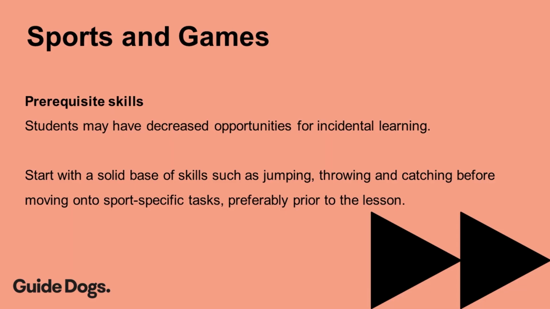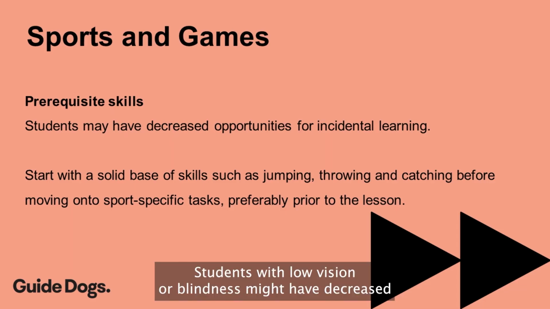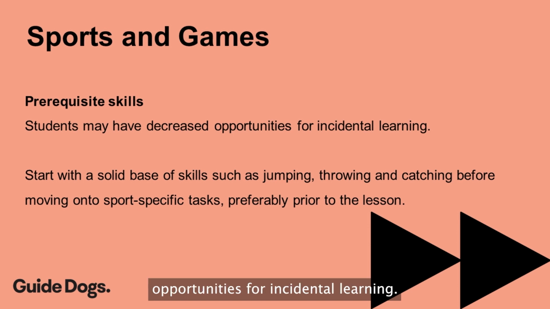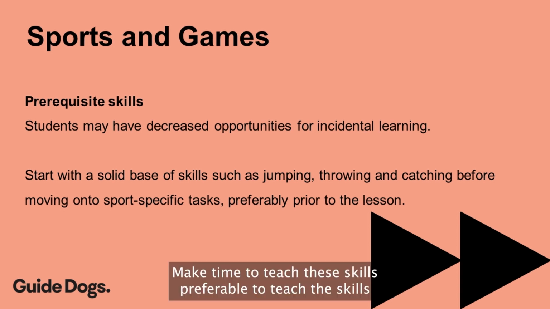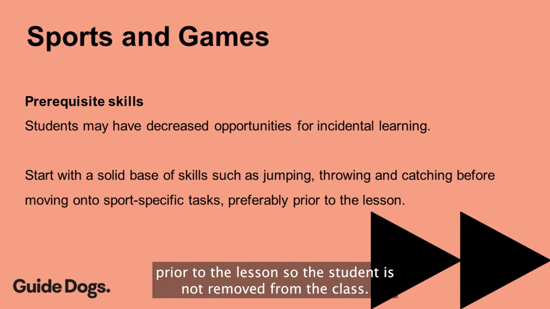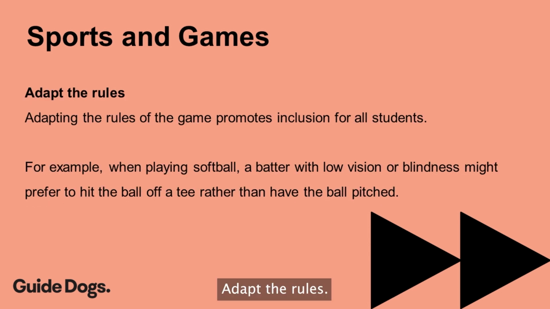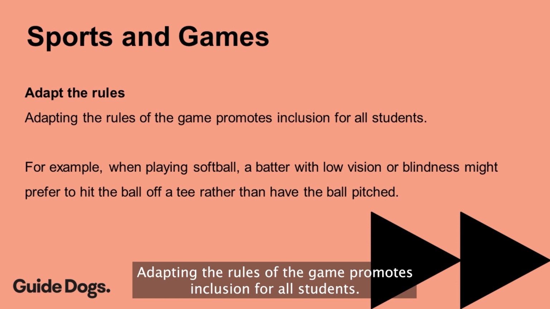Prerequisite skills. Students with low vision or blindness might have decreased opportunities for incidental learning. Start with a solid base of skills, for example, jumping, throwing, and catching, before moving on to sport-specific tasks. Make time to teach these skills, preferably prior to the lesson so the student is not removed from the class. Adapt the rules. Adapting the rules of the game promotes inclusion for all students.